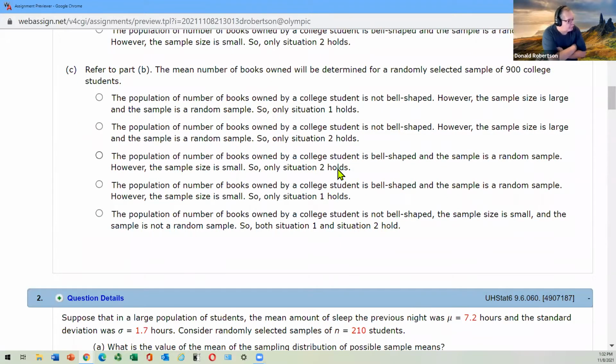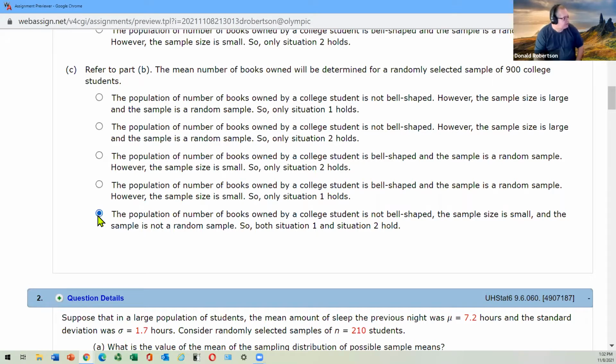The mean number of books owned will be determined from a randomly selected sample of 900 college students. 900 is big, would you agree? What shape do you think it might be? They don't tell us, but if you took different priced textbooks or different samples, wouldn't you expect it to be probably normal? You know, average price, some really expensive, some really cheap. So I believe everybody is happy, right?